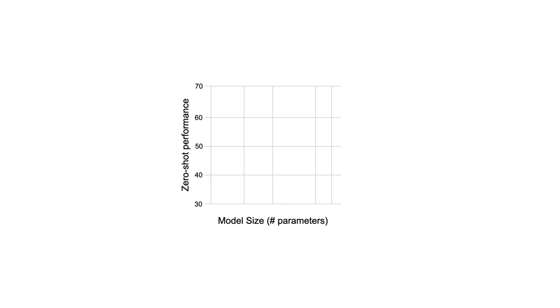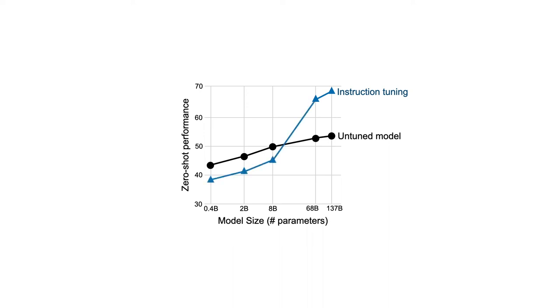The next ablation is about model scale, or whether instruction tuning works better for large models. For an untuned model, zero-shot performance improves with model size, as expected. With instruction tuning, performance is substantially better than the untuned model at large model sizes. For small model sizes, however, instruction tuning actually hurts performance, which is surprising.